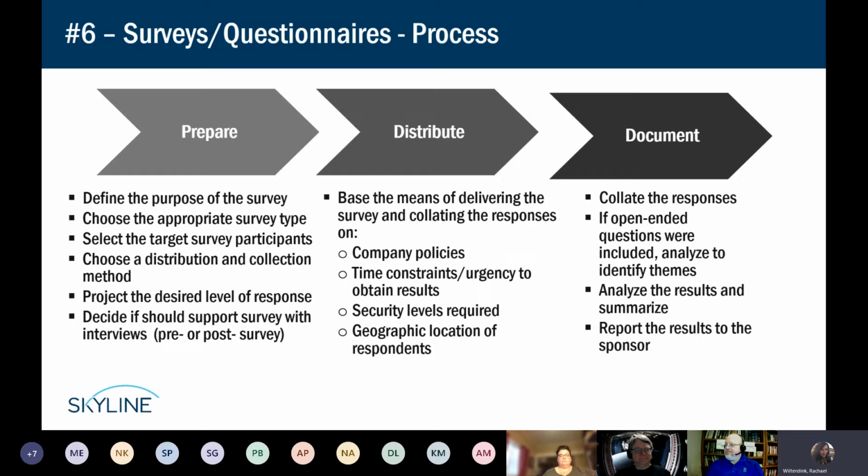But you want to make sure that you have a good wide distribution so that you can make sure your results are meaningful. And you also want to make sure you're following your company's policies in terms of distribution and make sure that people's personal information is protected. Otherwise, you could open yourself up to a lawsuit or something, so be careful there. Once you receive your responses, then you collate them and you analyze results. And again, if you do a lot of open-ended questions, that's going to require more time and analysis and follow-up.